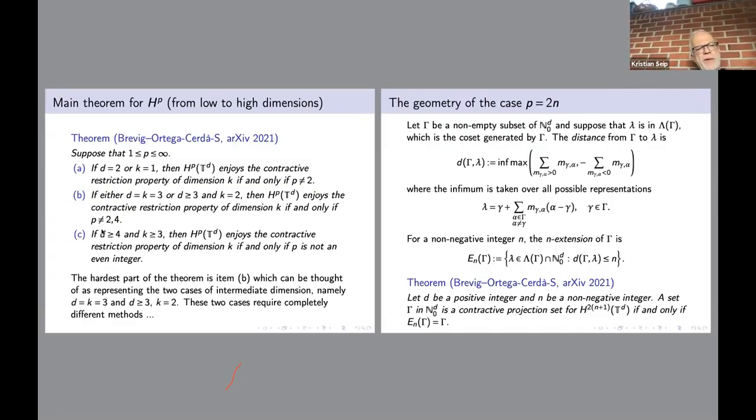And then when we go to higher dimensions, in fact, the situation is completely different, because then we have that this contractive projection restriction property of dimension K holds if and only if P is not an even integer. So then, let's say, funny things happen for all even integers. There is some contrast between these three cases: in low dimension, nothing new happens.